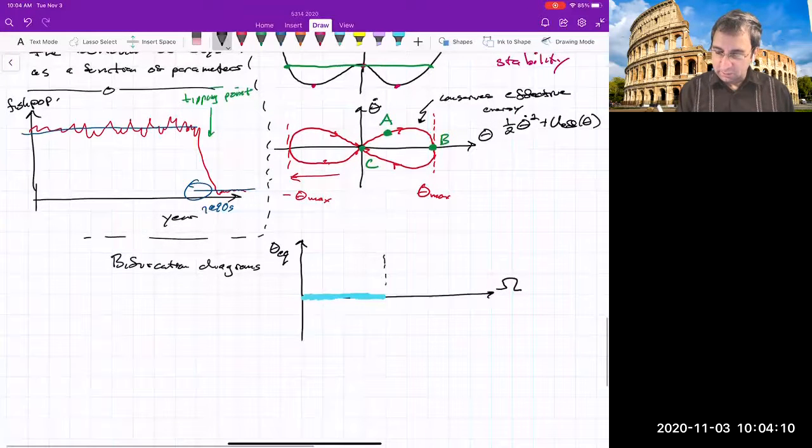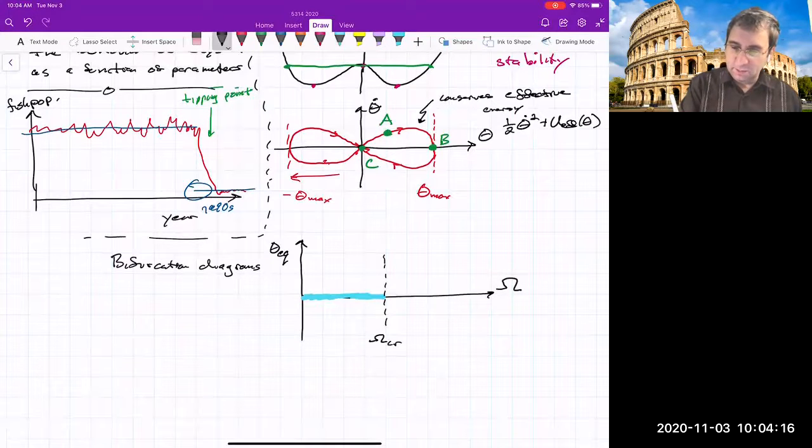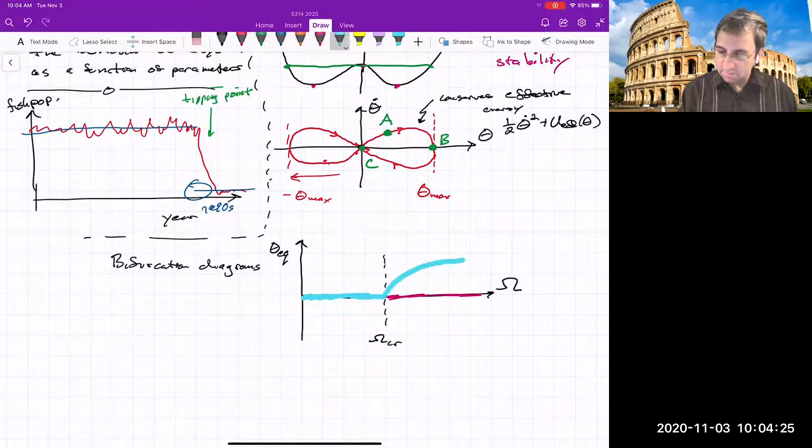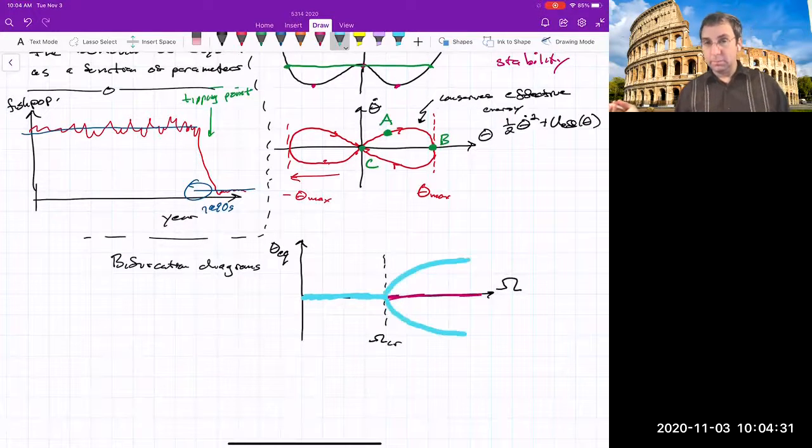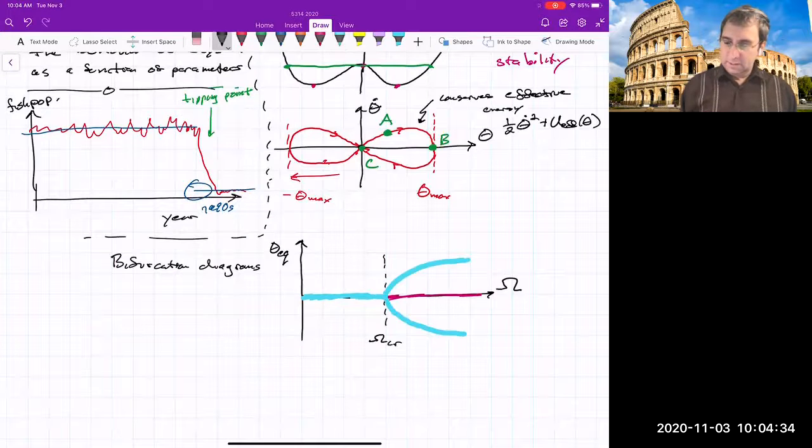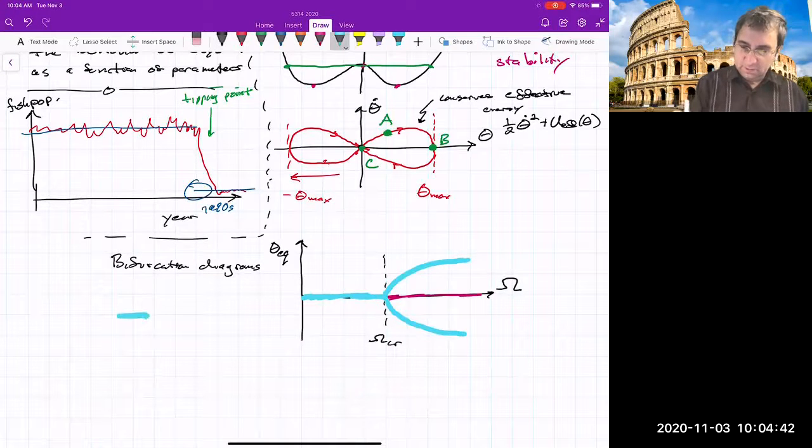At some point, we reach that critical value. And after that critical value, the middle point becomes unstable. The downward position becomes unstable. And we have these two branches that open up parabolically that are stable. So this is called a bifurcation diagram, and I'm plotting blue as stable, and this, I guess it's maroon color, is unstable.